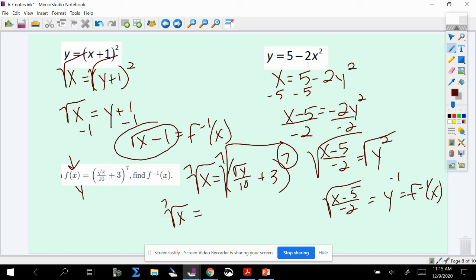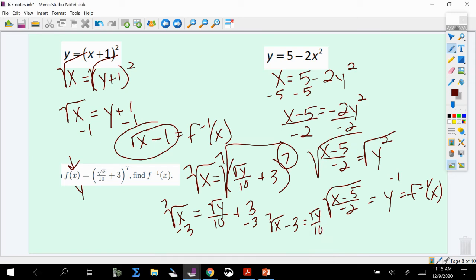I feel like they start using higher roots in these problems. Equals the square root of y over 10 plus 3. So then my next step is to subtract 3 on both sides. So I'm going to have the 7th root of x minus 3 equals the square root of y over 10.